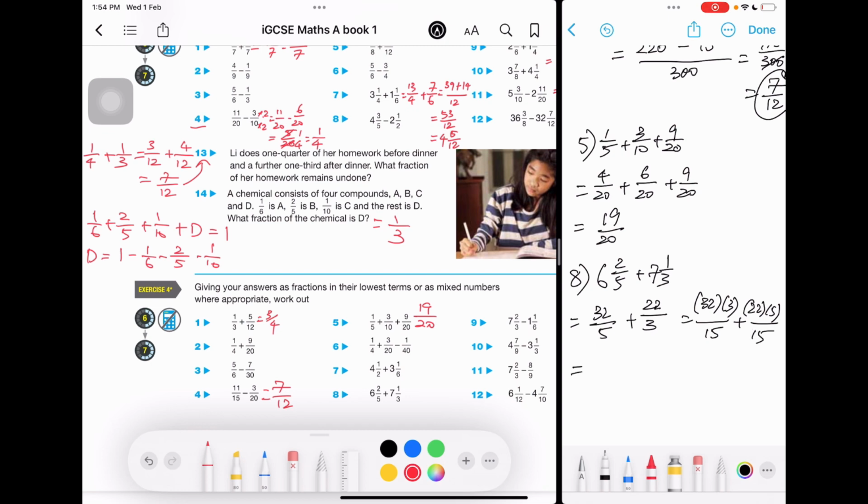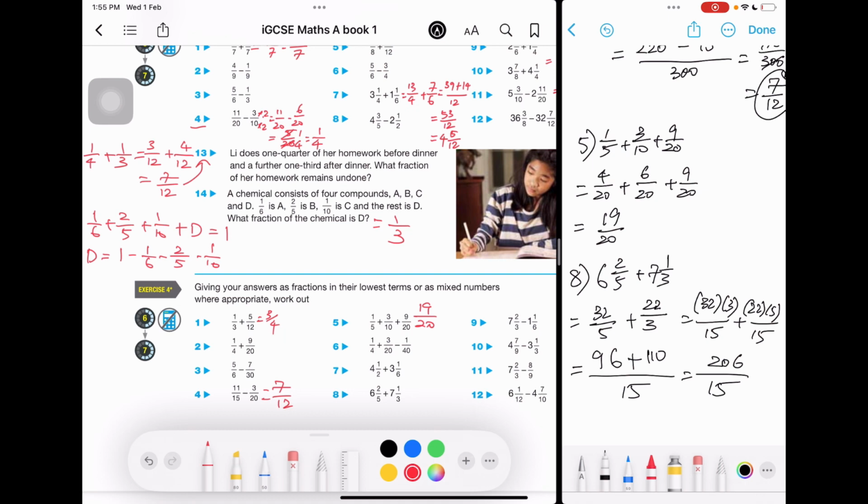This should give you a value of 96 plus 110 over 15. 110 plus 96 gives you 206 over 15. So in this case, we will then convert this to a mixed number.